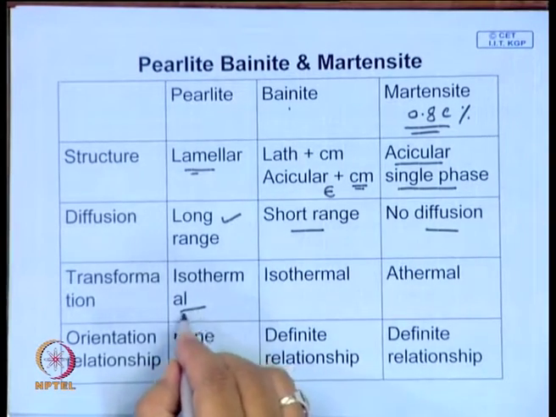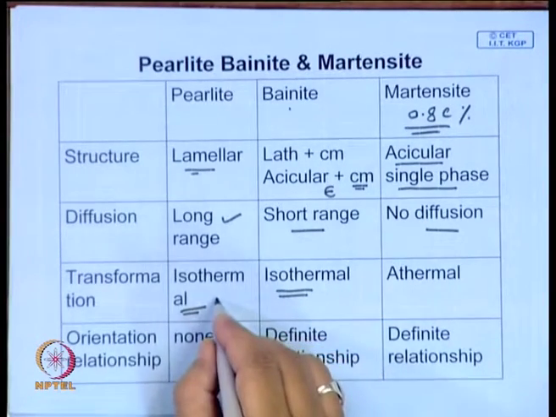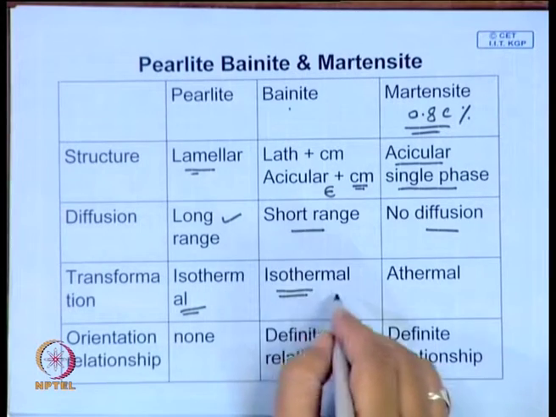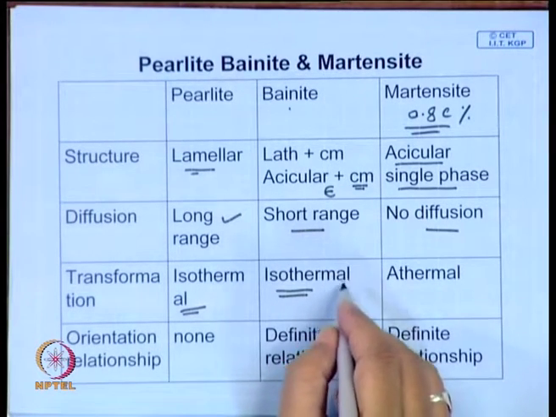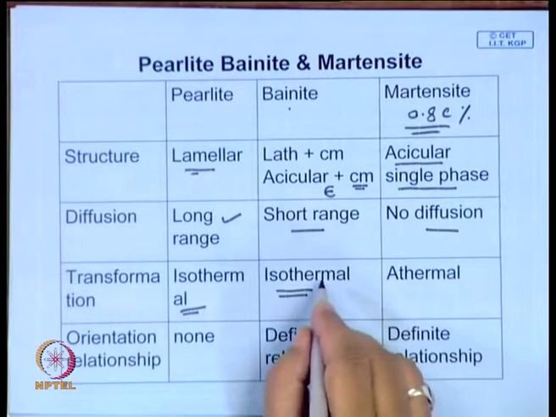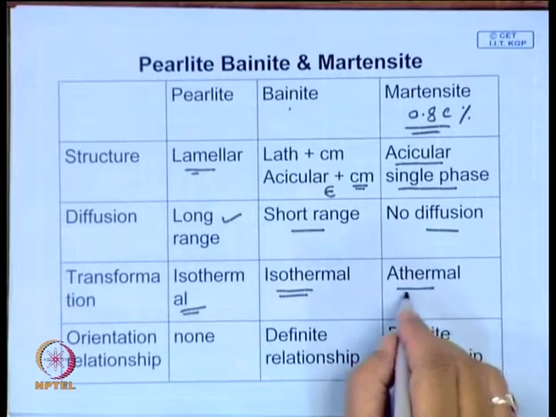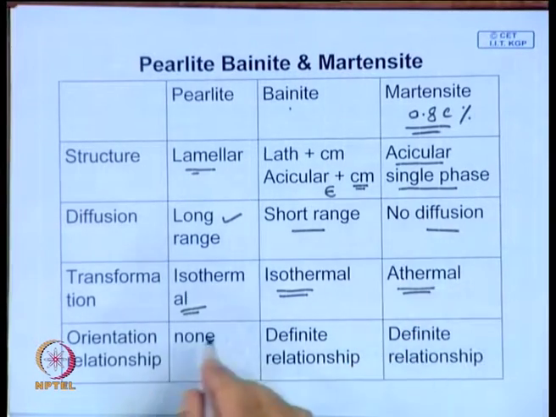In this case, as we mentioned, long range diffusion; bainite, short range diffusion; here there is no diffusion. This is isothermal, this is also isothermal. We can say this is a high temperature eutectoid reaction, this is a little lower temperature eutectoid transformation, but this also has isothermal character, whereas martensite transformation is athermal.